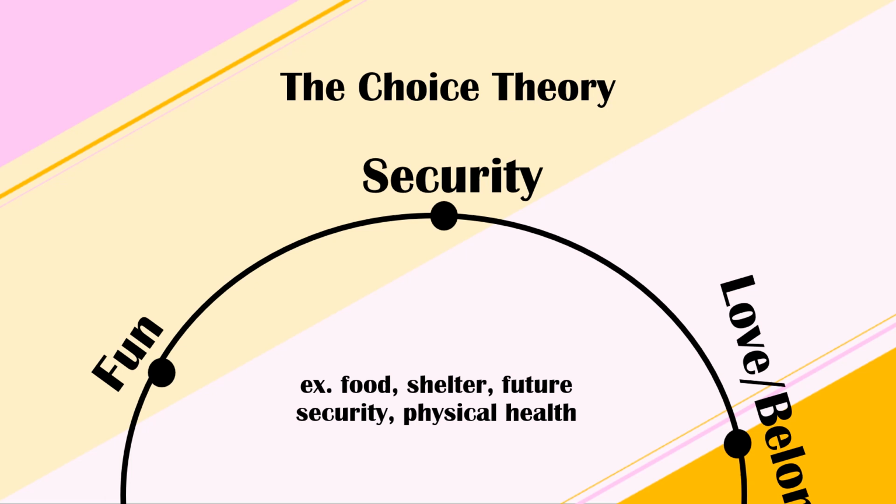So first I'm just going to go over the five needs. The first one is security. And so that's going to be things like food, shelter, the basic human needs that we all have, but it also includes future security and physical health because we're able to imagine that.